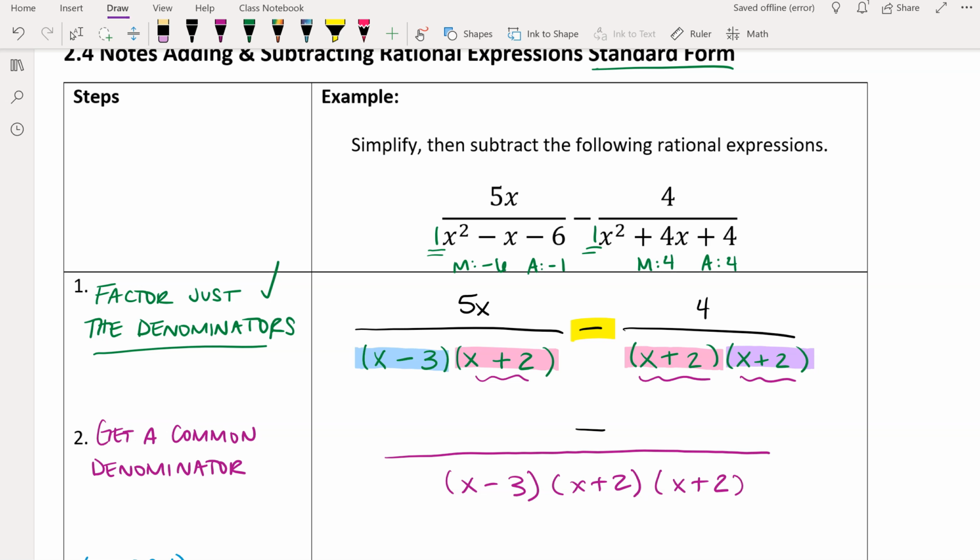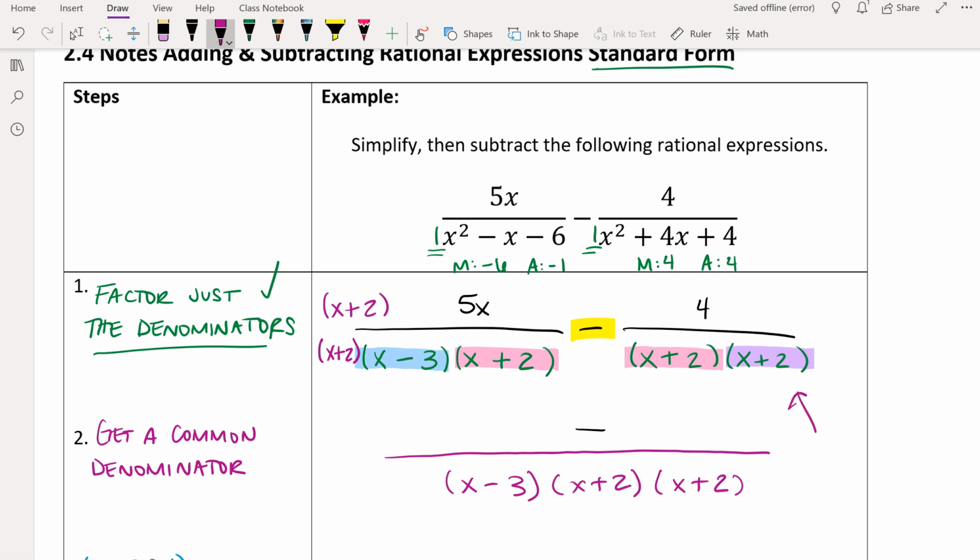Okay, so that will be our common denominator. Now that we have one of each piece, we need to think about what we need to multiply by. So we look: what is missing from the first denominator? Well, I have an x minus 3, check. I have an x plus 2, but we need two x plus 2s in our denominator. So we actually have to multiply this fraction by x plus 2, because we're going to need two x plus 2s total in our denominator.